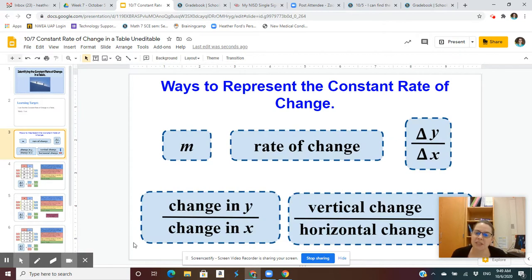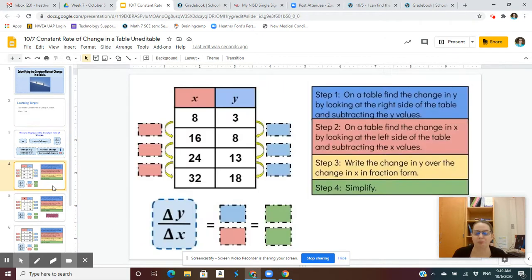Different ways to represent the constant rate of change. Sometimes they label it as an M, rate of change in y over the change in x. And these triangle symbols mean the same thing for change, and vertical change over horizontal change. So those are all ways to represent the constant rate of change. Let's take a look at an example of a table.